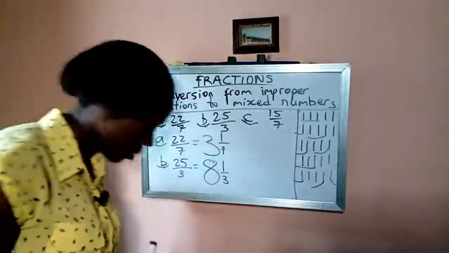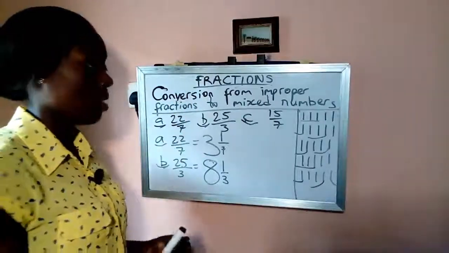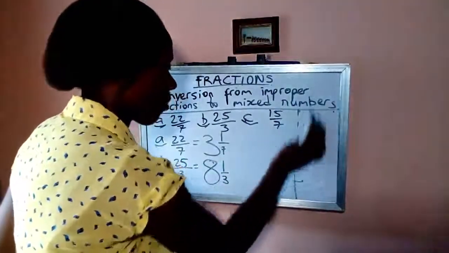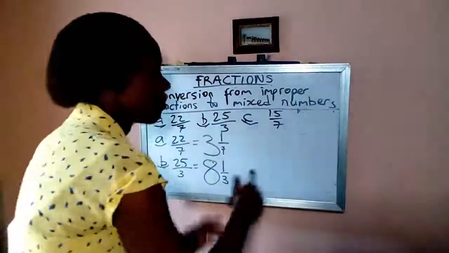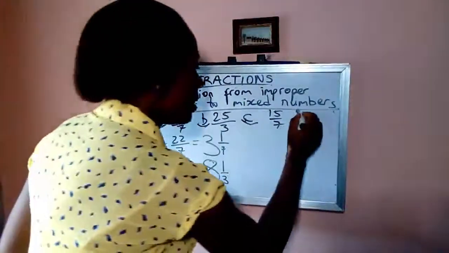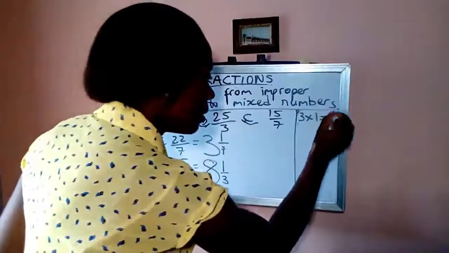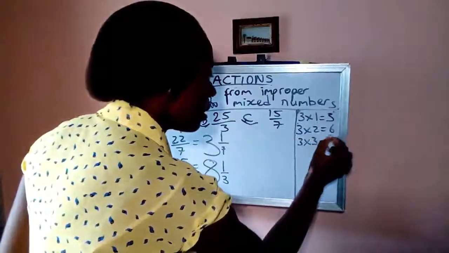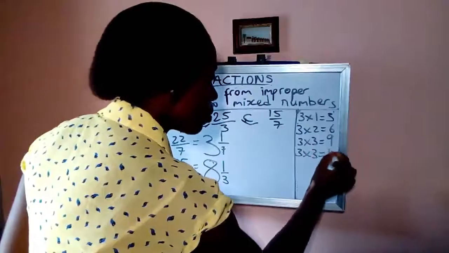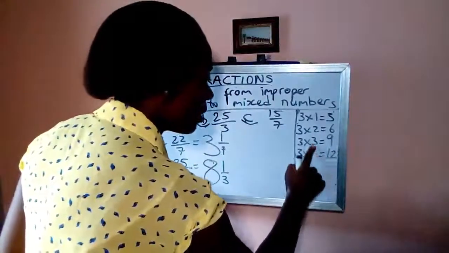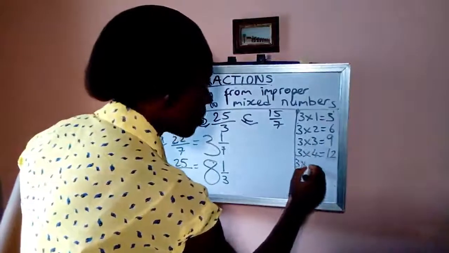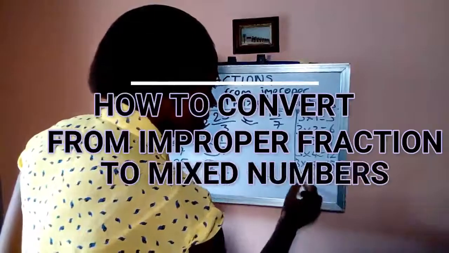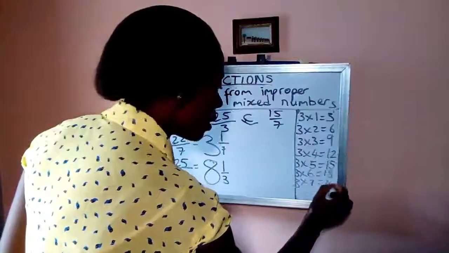Remaining 1. Okay? So let's use the multiplication table. If you feel bored or annoyed using this, let's use the multiplication table. Let's see. 3 times 1 gives you 3. 3 times 2, 6. 3 times 3, 9. 3 times 4, 12. 3 times 5, 15. 3 times 6, 18. 3 times 7, 21.